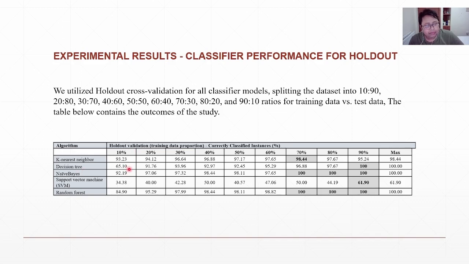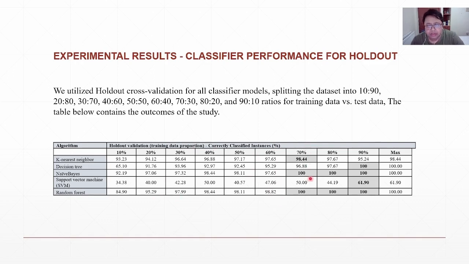For decision tree, we got 65.10. For naive Bayes, it's 92.19. For SVM, we got only 34.38% accuracy, and for the random forest, we got 84.90% accuracy. Then we used 20% of our data as our training data. In this way, we used 30%, 40%, 50%, 60%, then 70% as our training data.